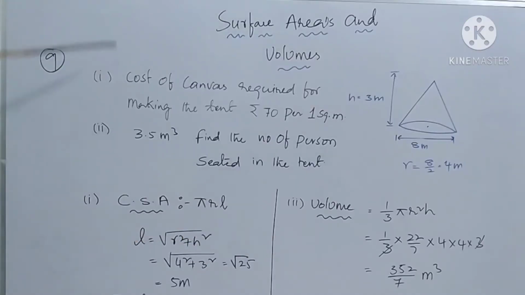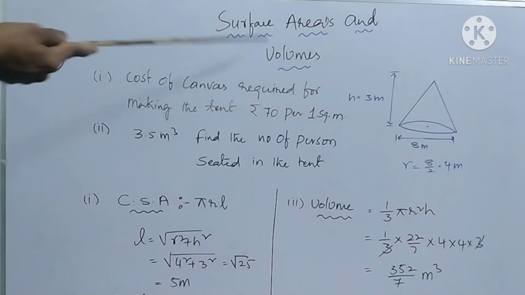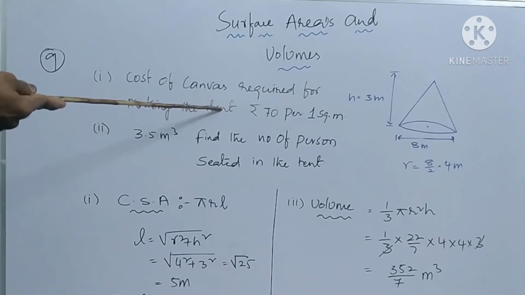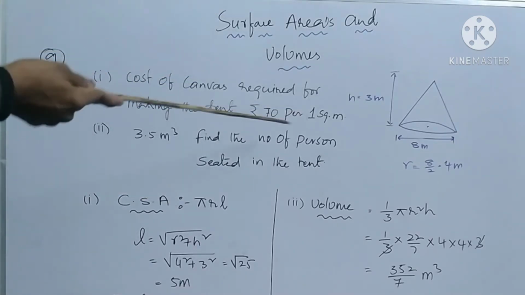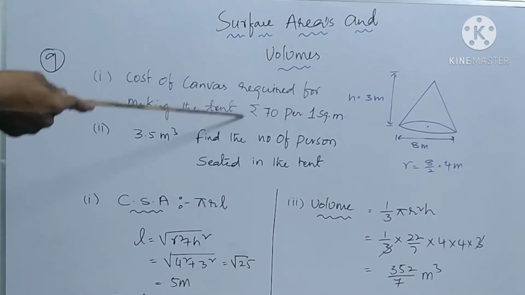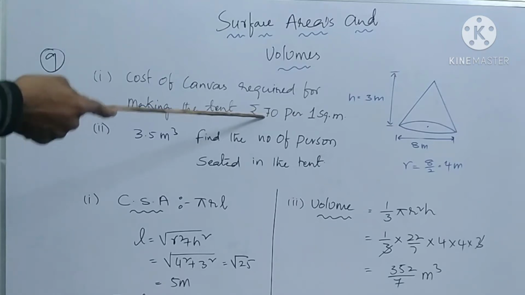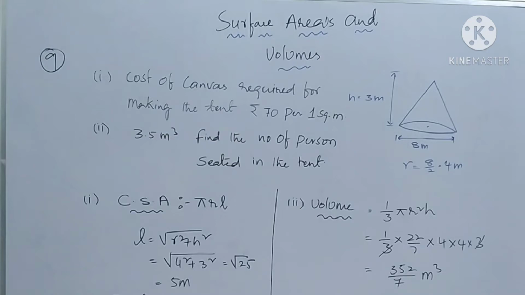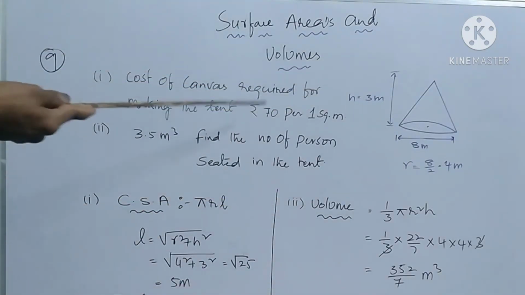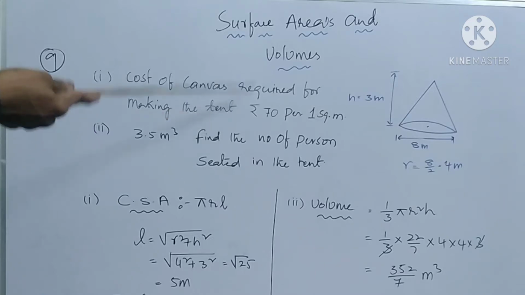We have to find these two things from the given data. First, the cost of the canvas required for making the tent. The cost of the canvas is 70 rupees per 1 square meter. Square meter is nothing but meter square. Per 1 meter square the cost is 70 rupees.